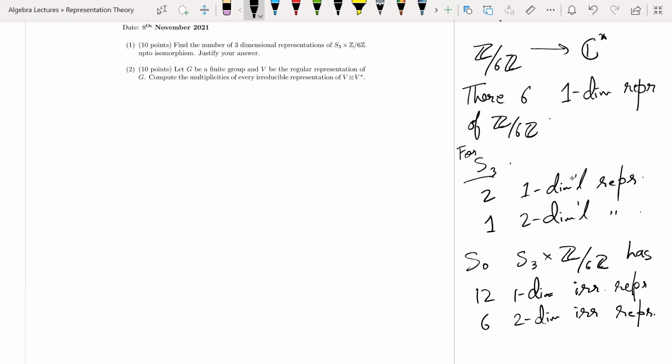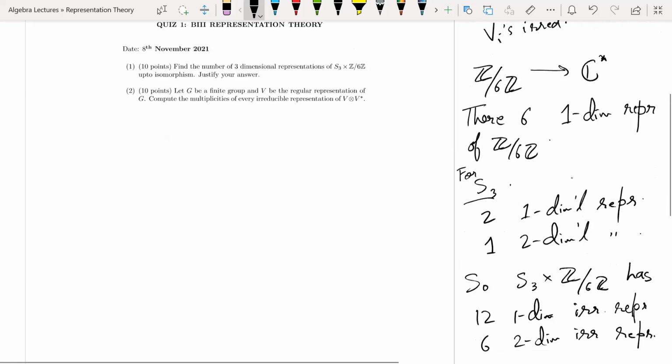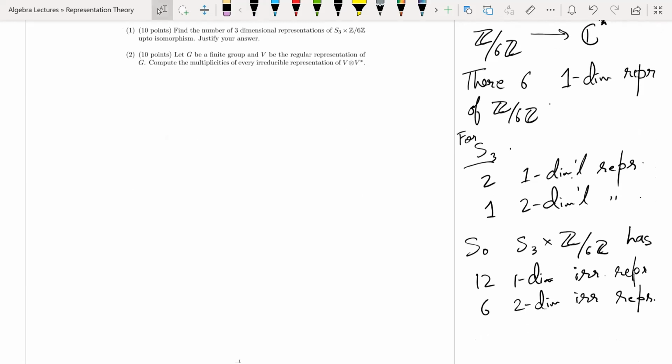Unfortunately, I haven't looked at your answer scripts, so I'm not sure how many of you have got all of this, but anyway. So you get that there are 120 one-dimensional representations and 60 two-dimensional representations.